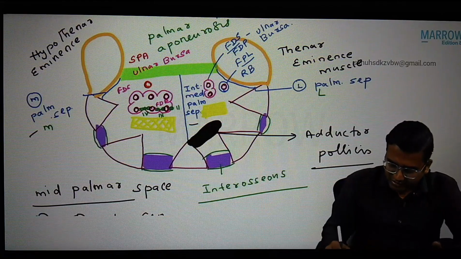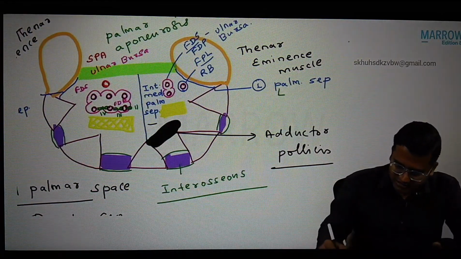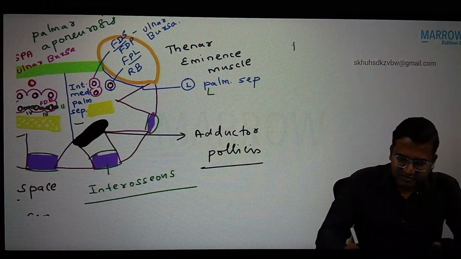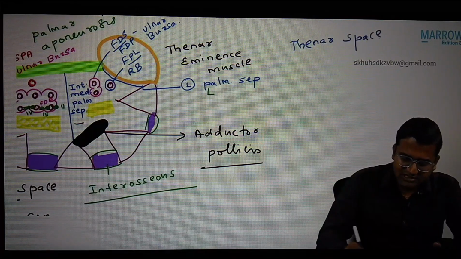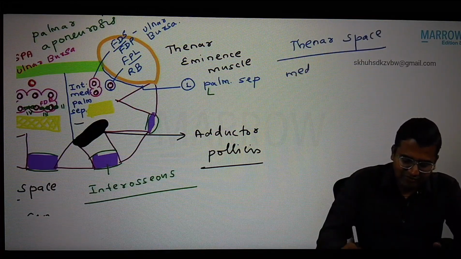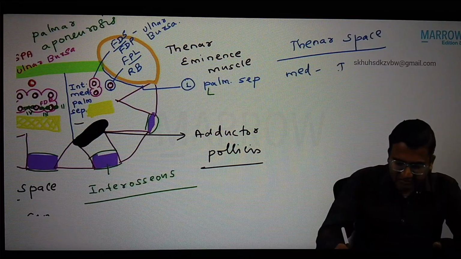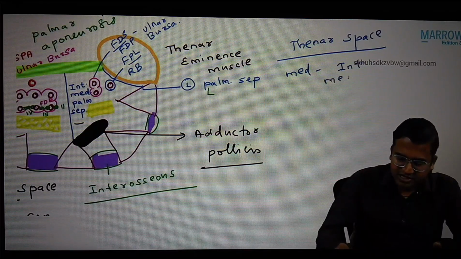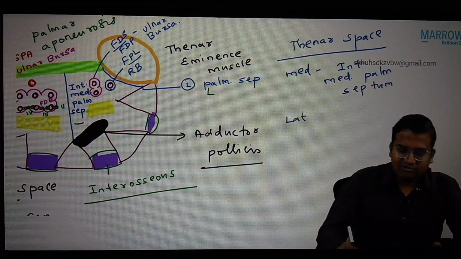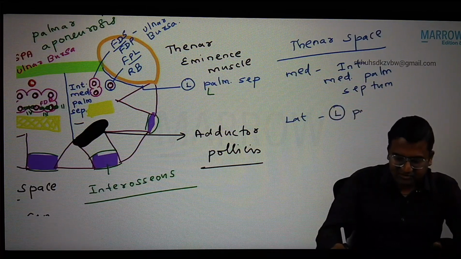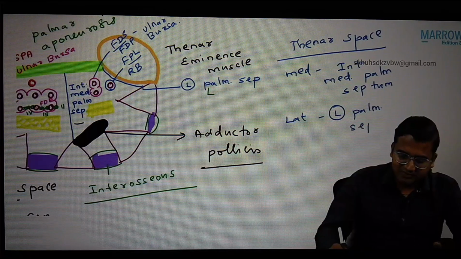Now, shall we write the boundary for thenar space? What is the boundary for thenar space? Please tell me the boundary and then write. Thenar space boundaries: medially we have the intermediate palmar septum. Very good. Please don't write, tell me the answer and then write. Laterally we have the lateral palmar septum. Very good, lateral palmar septum.